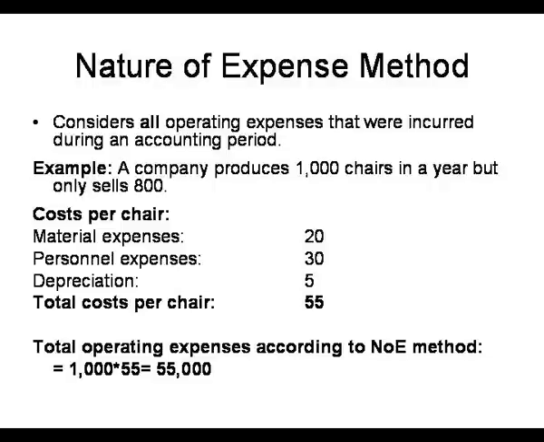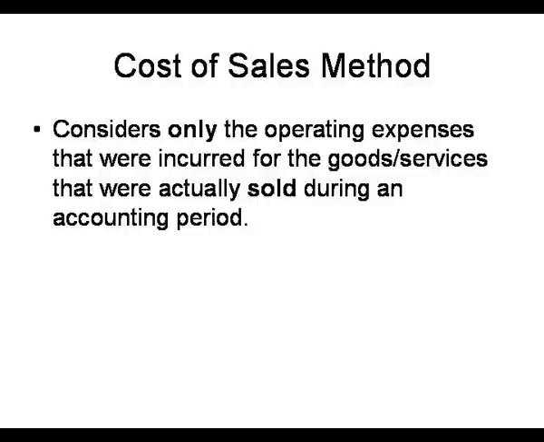And that means, since we produced 1,000 chairs in a year, we multiply 1,000 times 55 and have total operating expenses of 55,000. The cost of sales method works a little differently in Austria and Germany because it only considers the operating expenses that were incurred for those goods and services that we actually sold during an accounting period. So what that means for our former example is if we only sold 800 chairs, then we'll only find the expenses for those 800 chairs in the income statement.